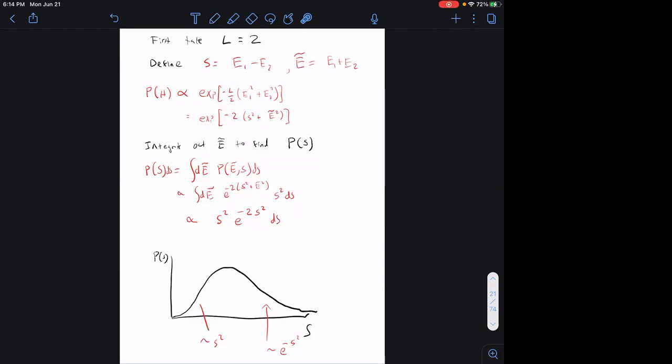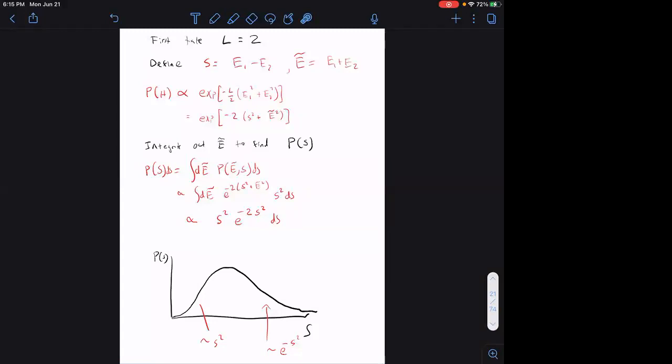So integrating out the total energy E is easy. It's just a Gaussian integral, and you're left with this distribution for S, the energy difference. Here the S squared comes from this Vandermonde square, (E1 minus E2) squared. And you also have this Gaussian part from this P of H. So let's look at this.